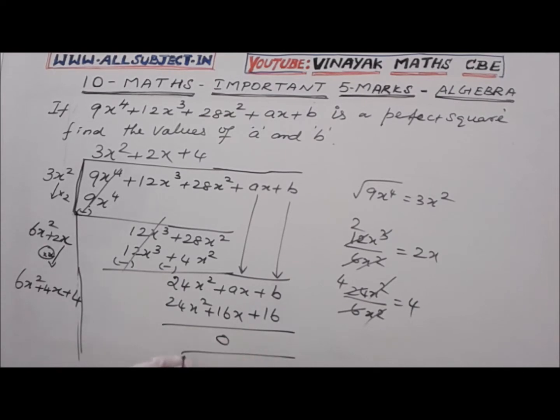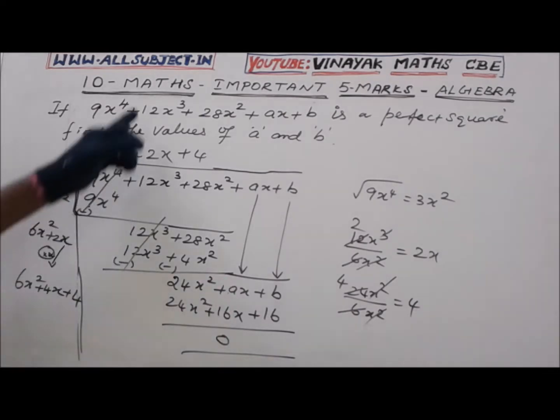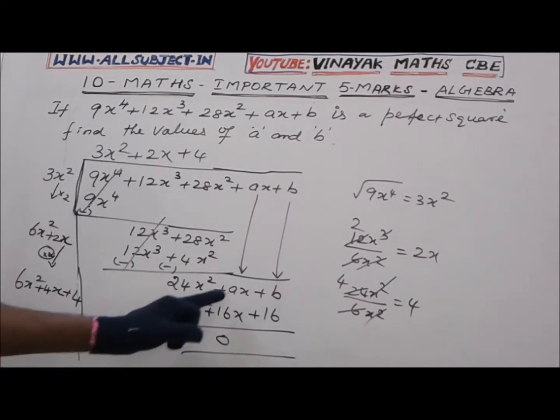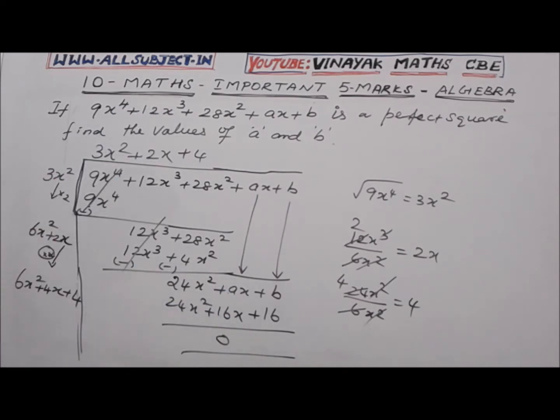It should be equal to 0 because the given polynomial is a perfect square. So if it is a perfect square, a should be 16 and b should be 16. Then only when we subtract, the terms get cancelled and become 0. So when we subtract, it becomes 0. Then only the given polynomial is a perfect square. It should follow that a is 16 and b is 16.